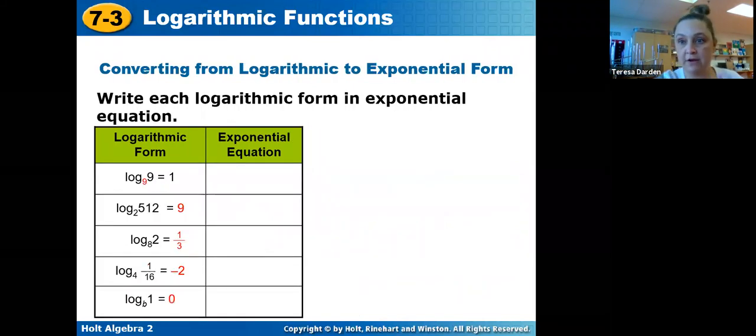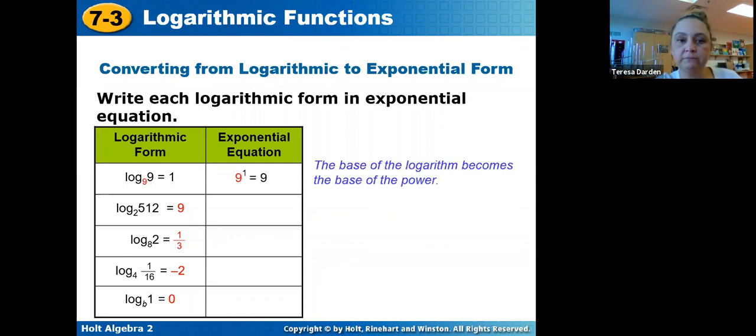Let's go in the other direction. So now we're going to take a logarithm and rewrite it as an exponential. I like to look for my base first. What's the base of this first logarithm? It's a 9. Well, which one is the power? Is 9 the power or is 1 the power? A logarithm equals a power. So 1 is the power. So 9 to the first equals 9.